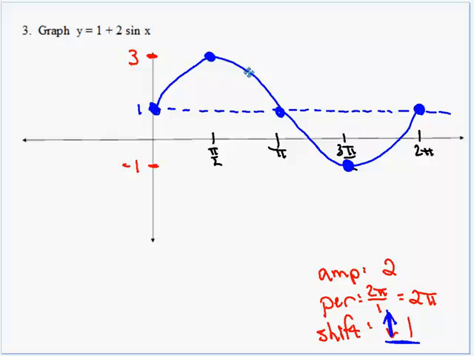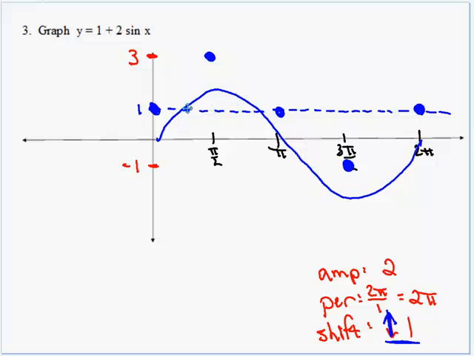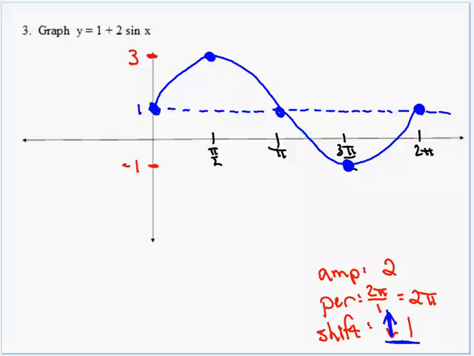Okay, problem number one looked more like this. We had our sine wave without the +1. It was just 2 sine x, and we went up to 2 and down to -2. This 1 here just moved our 5 points up, and that moved the whole graph up.